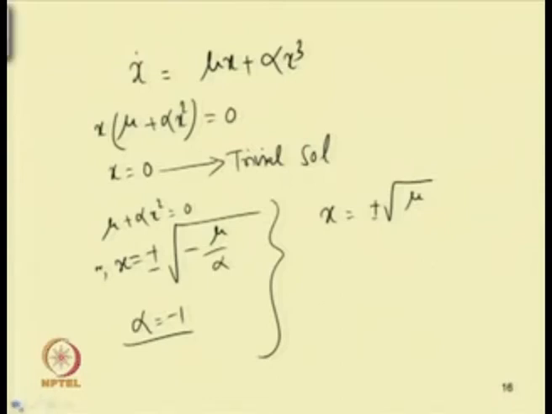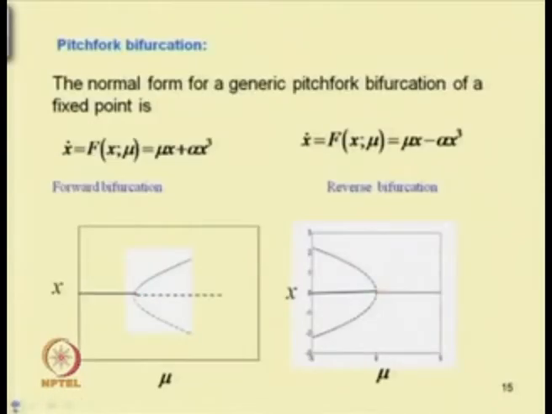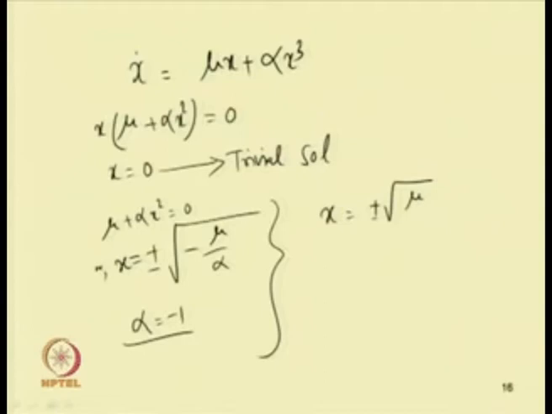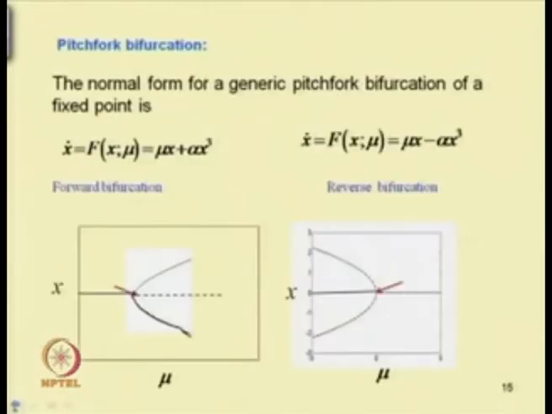So, the response of the system one can obtain can be like this. This is the trivial state, and for the non-trivial state, for a negative value of mu this becomes imaginary, so this is not a practical solution. For a positive value of mu, one has two solutions, so one can plot plus minus root over mu.